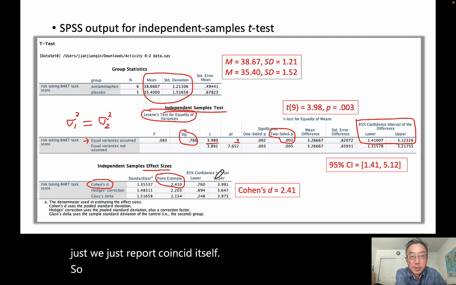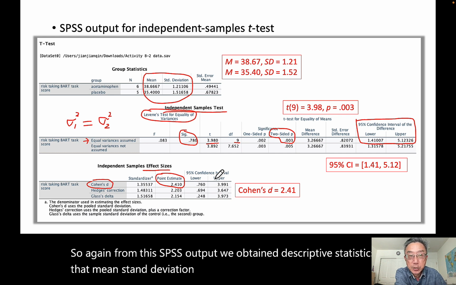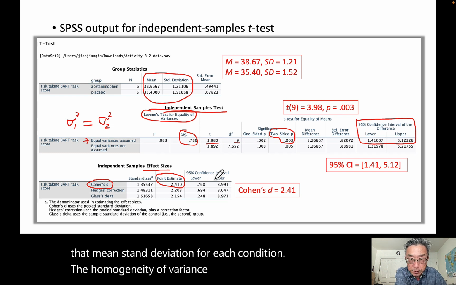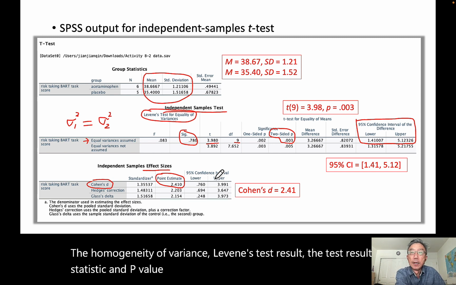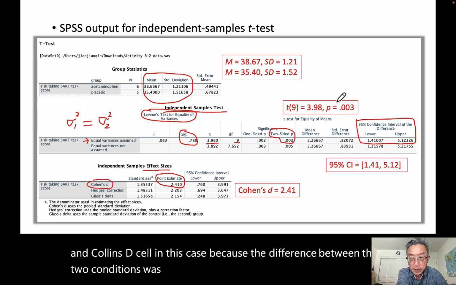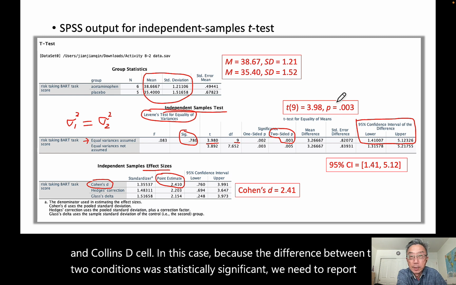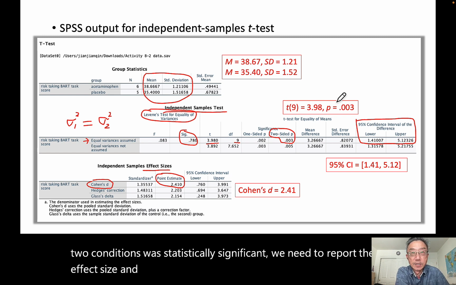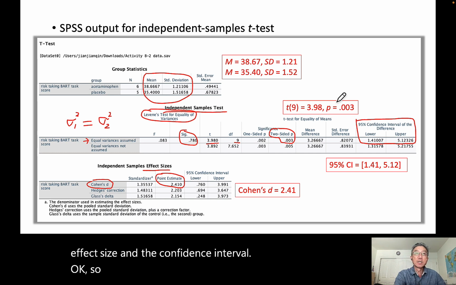So again, from this SPSS output, we obtained descriptive statistics, the means and standard deviations for each condition, the homogeneity of variance Levene's test result, the t-test result, the t-statistic and the p-value, and also the 95% confidence interval and Cohen's d. Because the difference between the two conditions was statistically significant, we need to report the effect size and the confidence interval. Okay, so this is the SPSS output for the independent samples t-test.